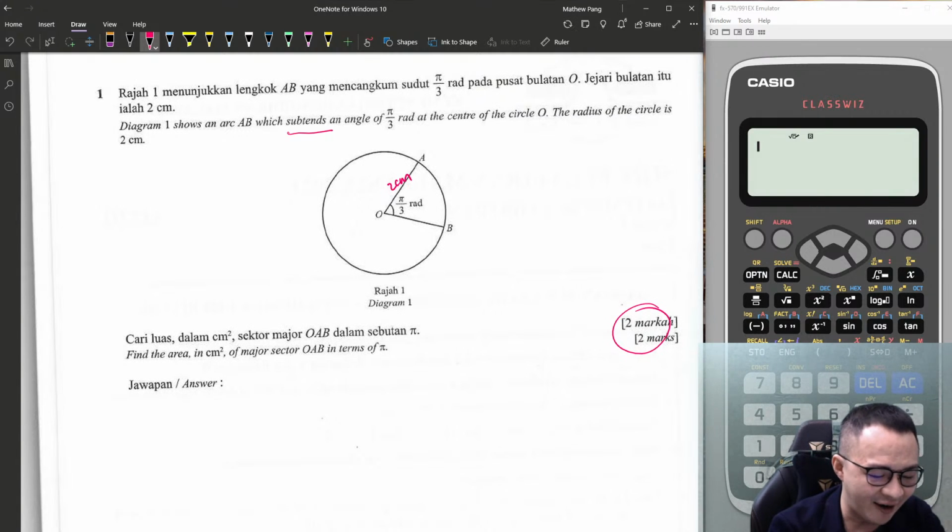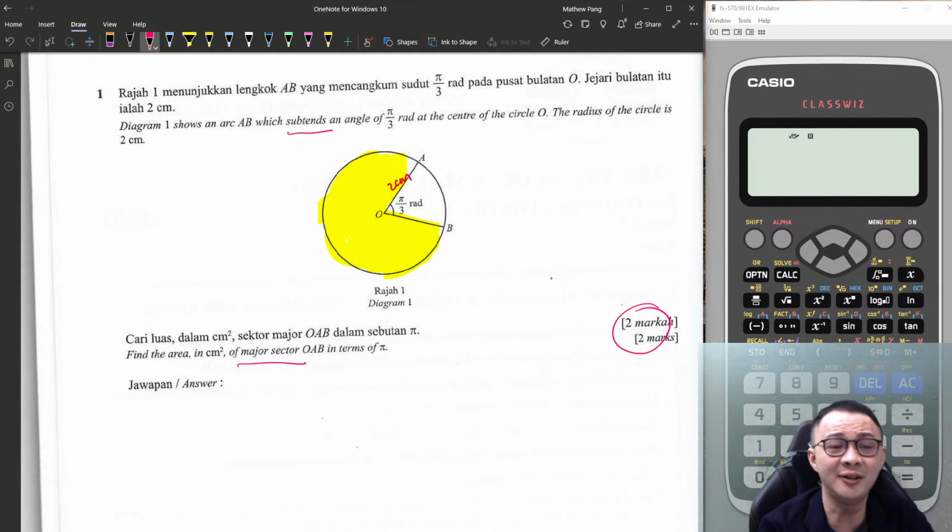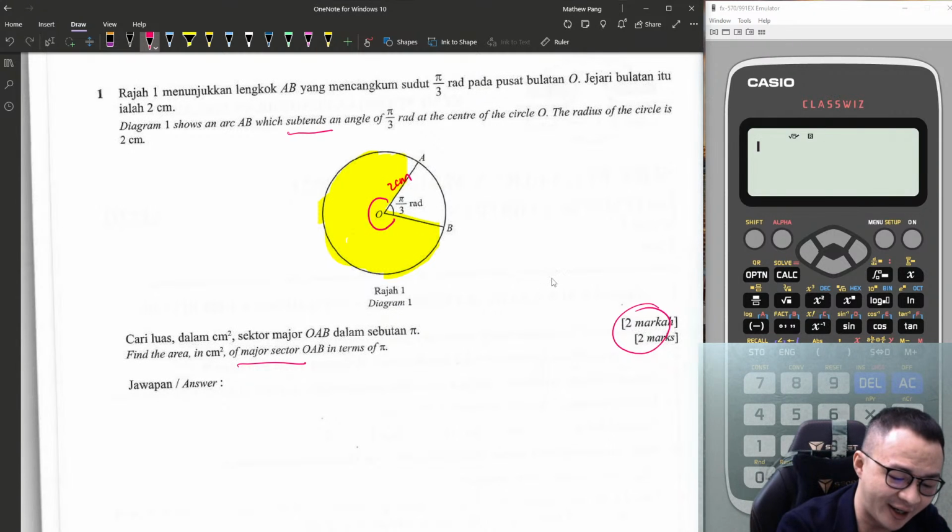Then find the area of major sector OAB. A lot of students, if you don't read carefully and don't see the word major, might get it wrong. The major sector is basically everything at the back here. This is the so-called major sector. Since it is in terms of pi, you can't just type everything into the calculator. So first I need to find this angle.